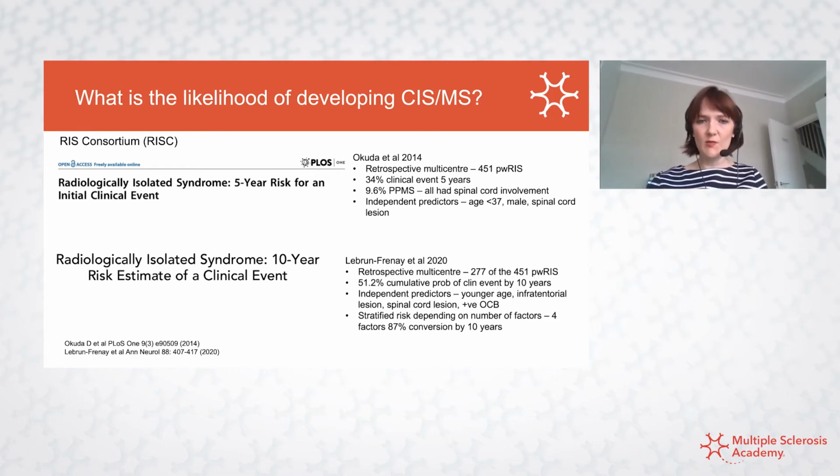Again, similar independent predictors, younger age, but now in addition to spinal cord lesion, infratentorial lesion and positive oligoclonal bands. It also starts to attempt to stratify risk depending on the number of factors. The more factors you have, the more likely you are to convert. If you have 4 of those factors, there is an 87% conversion by 10 years.